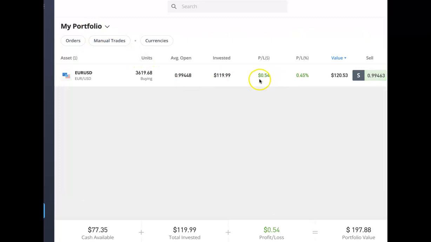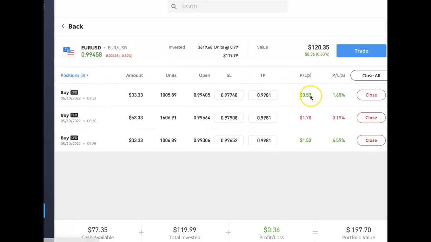This is my Euro Dollar position, so currently just about break even on this. This is going to move around a bit, but I've got three positions on this, so you can see what I've done. This is my initial position here at CFD. So that was a $53 trade, and then entered two smaller positions as price came down.